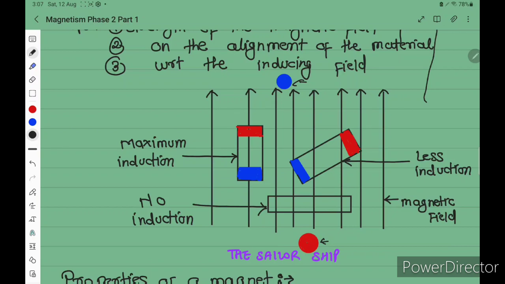If you keep your magnet in line with this, it will enter on the blue and go out from the red, so it's opposite to the earth magnetism. If the line of force is like this, it is maximum induction in the north and south heading. In a northeasterly, southeasterly, northwesterly or southwesterly heading, it will have some induction but less. Perpendicular to the equator magnetic field, there is no induction.